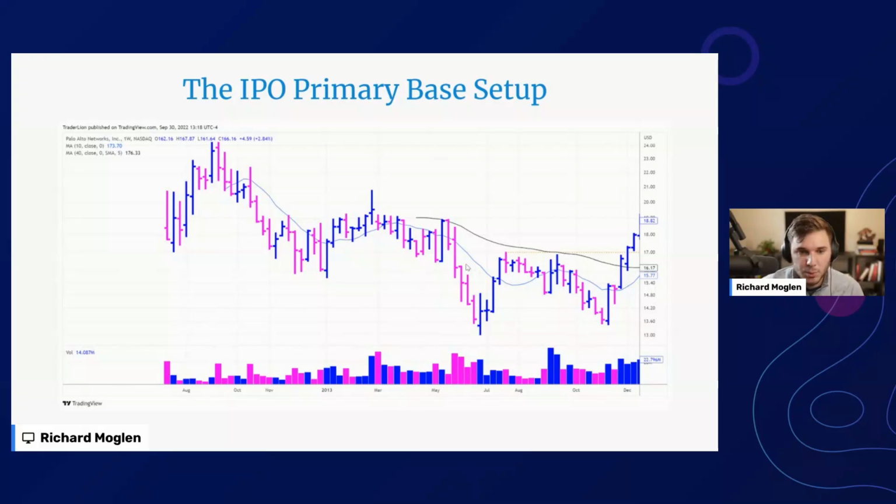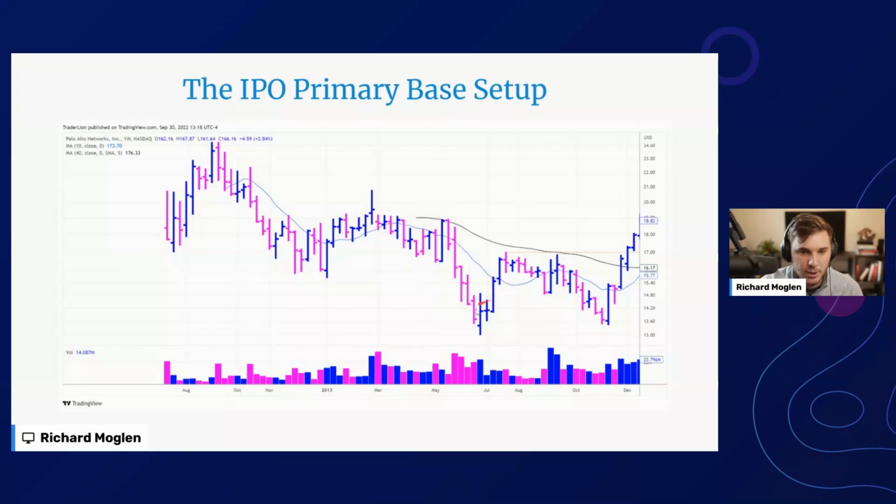Often this coincides with when the 40-week moving average starts appearing. So I like to use this moving average as kind of an indicator that the stock could be ready to start a move that could last multiple years. So keep an eye out for when this 40-week moving average starts appearing on charts.